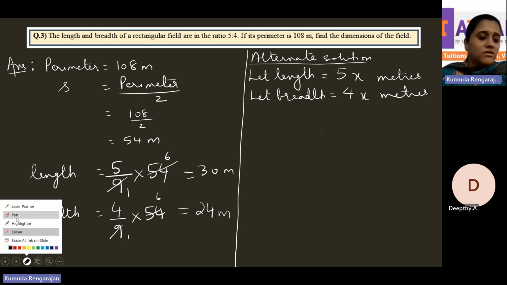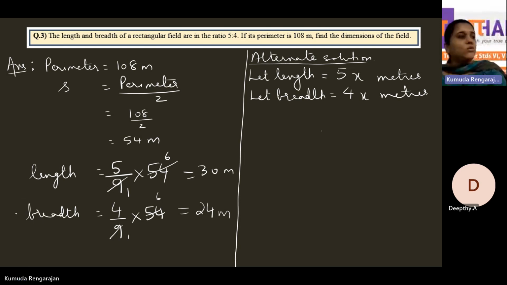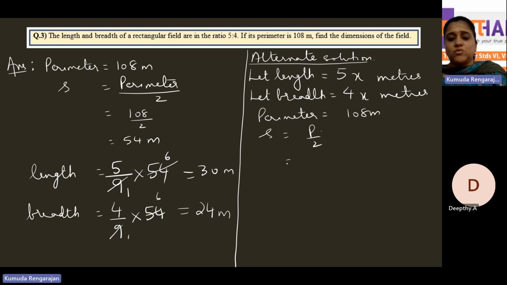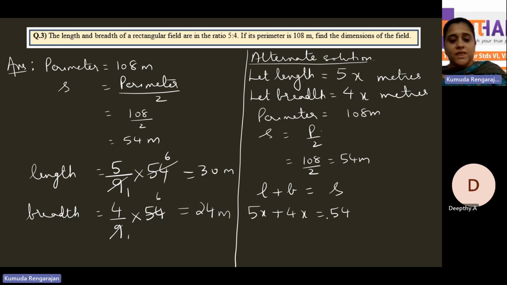Okay. Now, we know that the length and the breadth put together is a semi-perimeter, correct? So we know perimeter is equal to 108 meters. So semi-perimeter will be equal to perimeter by 2. So that's 108 by 2, which is 54 meters. So now what you should do is L plus B, length plus breadth is equal to semi-perimeter. Length is 5x plus breadth is 4x is equal to the semi-perimeter 54. So 9x is equal to 54.